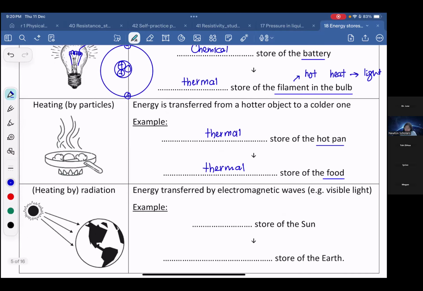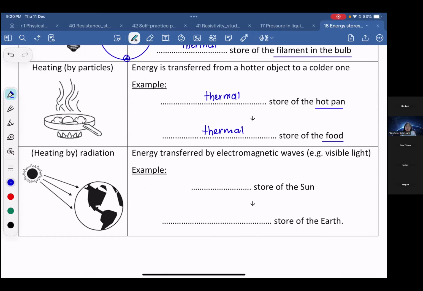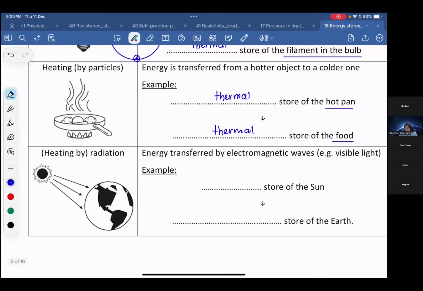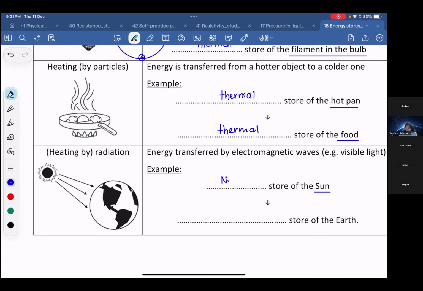Then one more here, heating by radiation. From the sun to our earth, the light transfers, the energy is transferred by electromagnetic wave. For example, our visible light can be transferred. So the sun here is what energy? Nuclear. Just now I said nuclear fission is about the atom splitting.